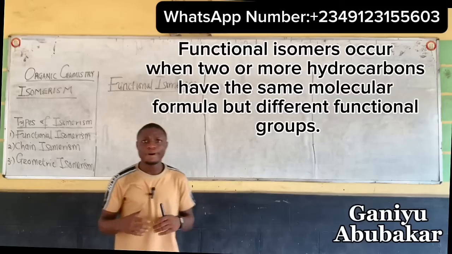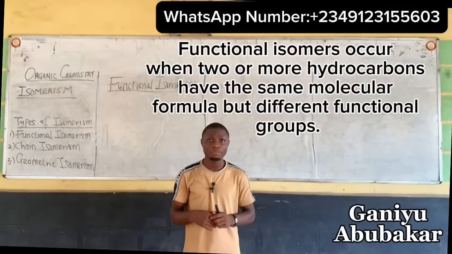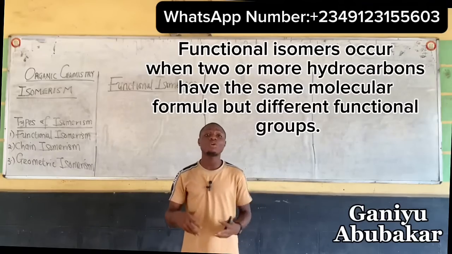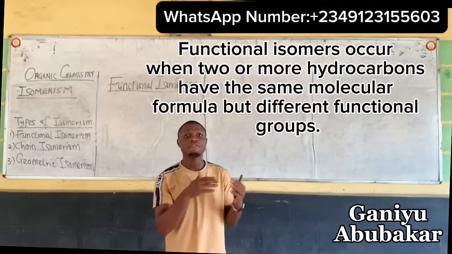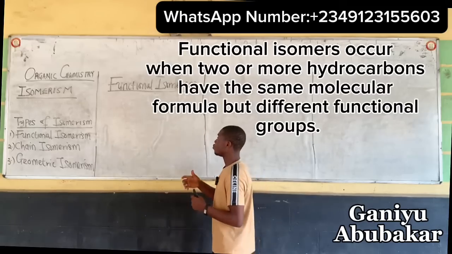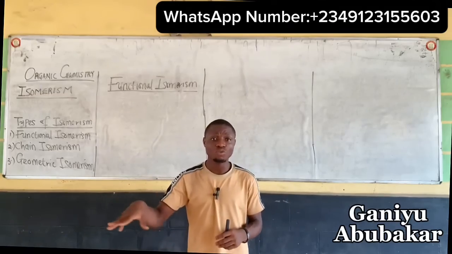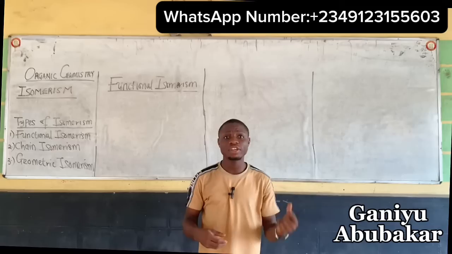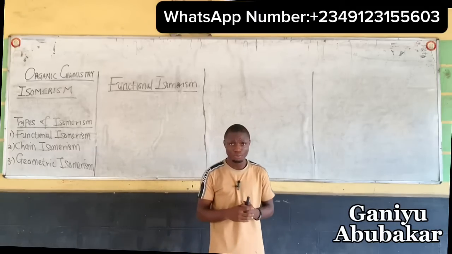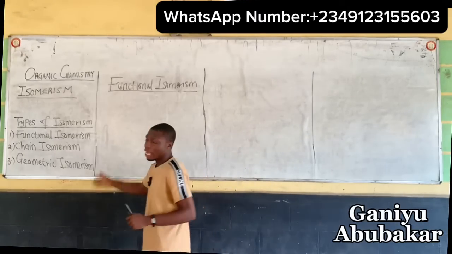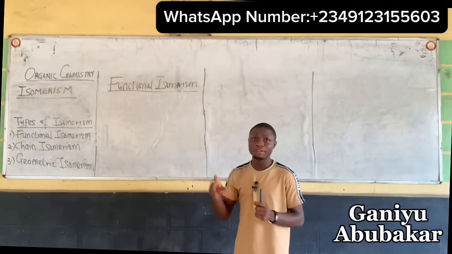Let's start with the first one, please. By definition, functional isomerism is simply a kind of isomerism in which two or more compounds have the same molecular formula but different functional groups. So when it comes to functional isomerism, the two or more given compounds will possess the same general molecular formula, but they will have different functional groups. What do I mean? I will explain functional isomers using some examples.